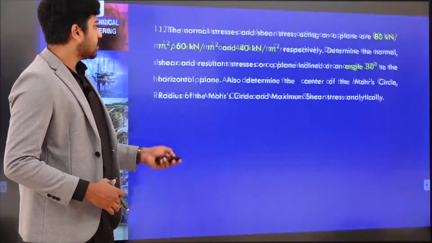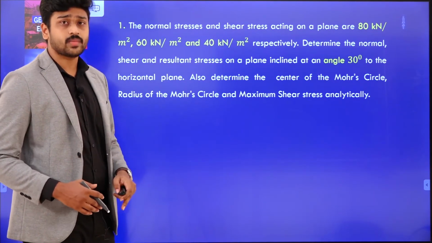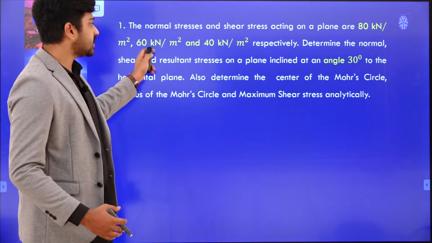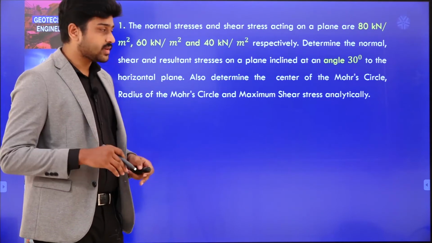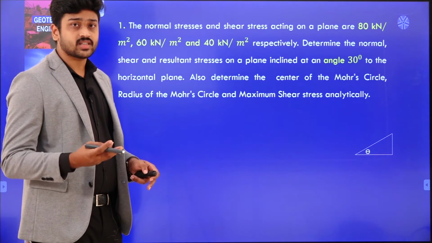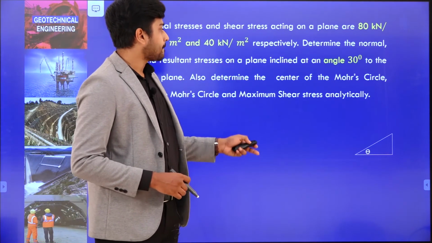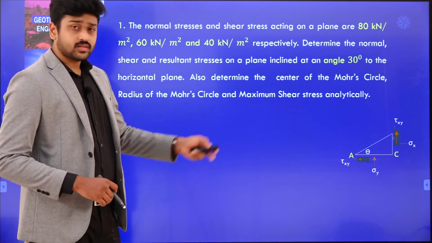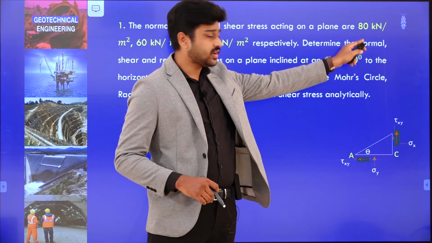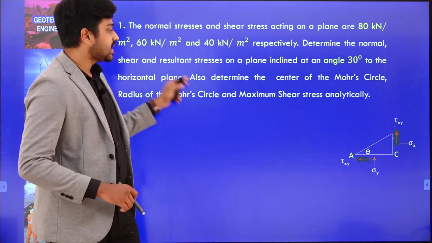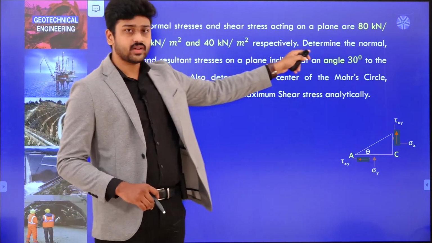Looking at the first problem now. The normal and shear stresses acting on a particular plane are 80 kilonewton per meter square, 60 kilonewton per meter square and 40 kilonewton per meter square. That means, along a two dimensional body, there are 3 stresses: sigma x, sigma y and tau xy. These 3 are given. Now, let us look at the wedge that I have drawn here. Sigma y is given as 80, the maximum one, sigma x is given as 60 and tau xy is given as 40. You have to take them in the sequence as given, respectively.